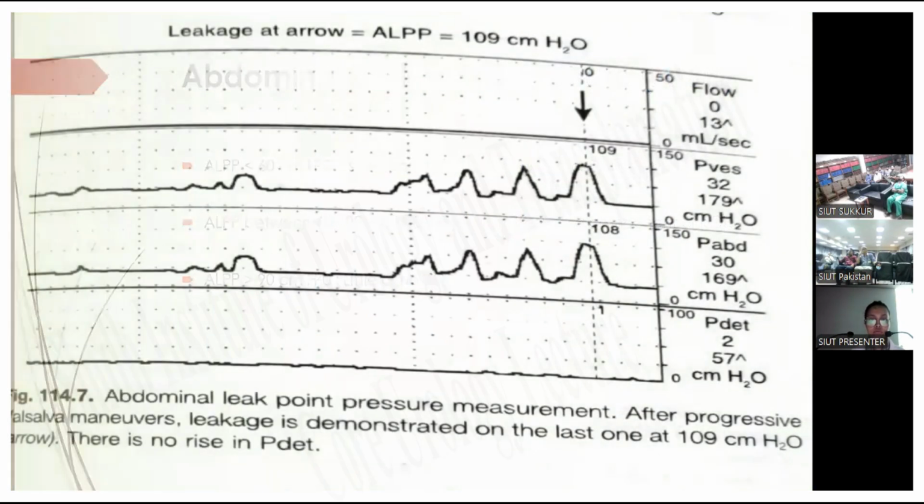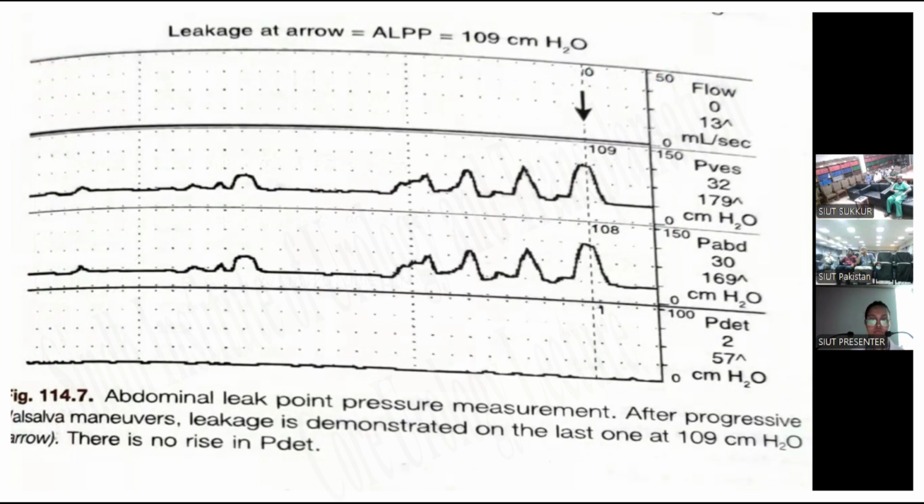For abdominal leak point pressure, if the patient does not exhibit a leak from the periurethral catheter, then you remove the periurethral catheter and assess the leak from the transvaginal or rectal catheter.